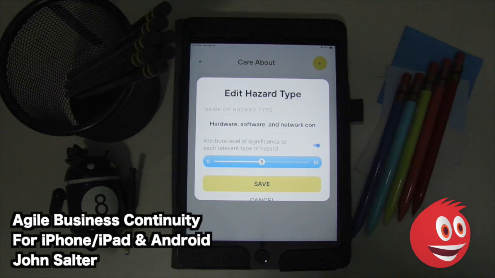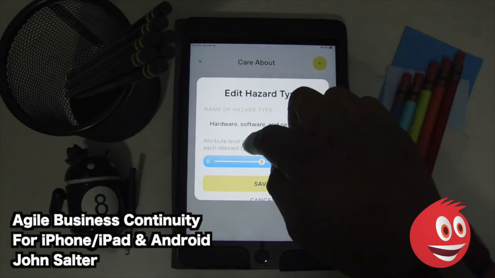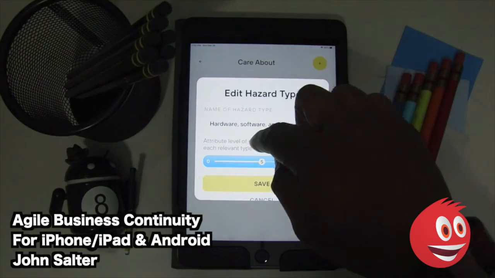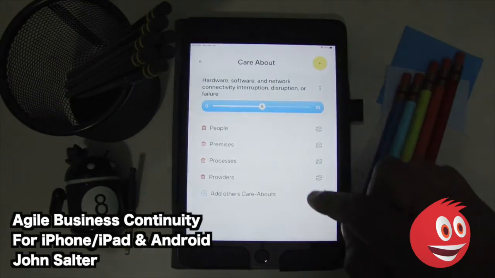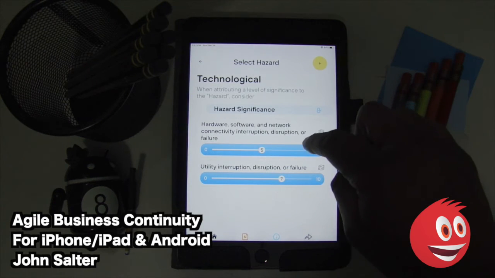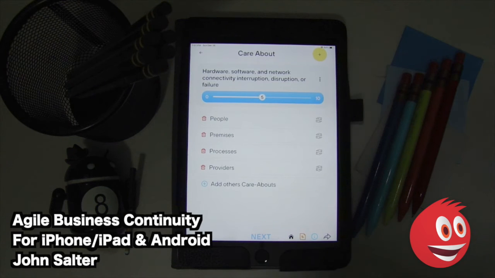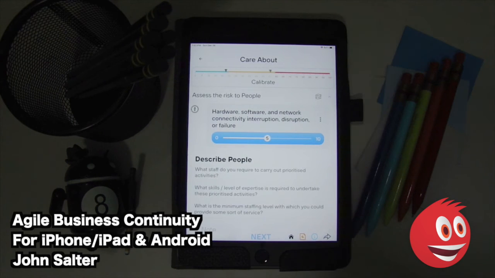You can edit this if you like. You can edit the hazard type. Take a look here, and you can attribute the level of significance to each relevant type of hazard. And we're going to click on cancel just for that. Now, if we go out here and we scroll down, you see we have the next over here. Now, when we tap on next, take a look.